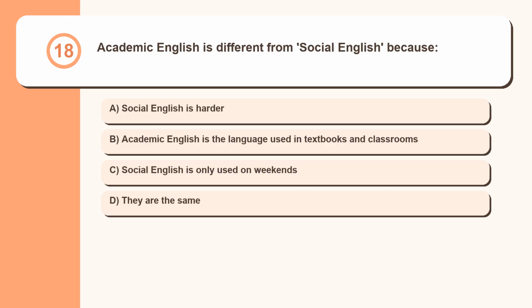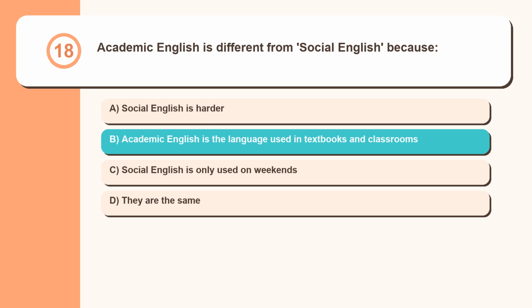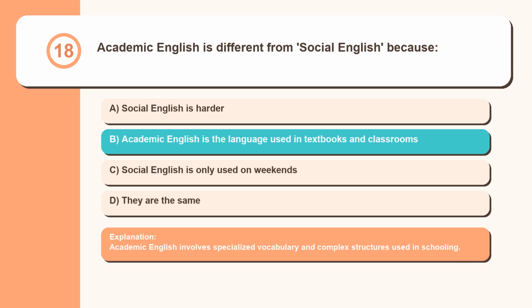Question 18. Academic English is different from social English because social English is harder. Academic English is the language used in textbooks and classrooms. Social English is only used on weekends. They are the same. Academic English involves specialized vocabulary and complex structures used in schooling.